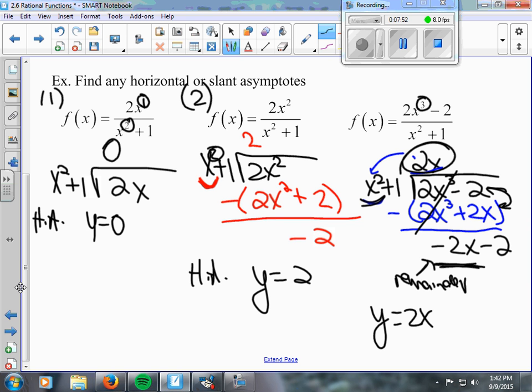And so now I have y equals 2x. This is no longer a horizontal asymptote because I got an x. That's a line that's slanted. This is a slant asymptote, y equals 2x. And that's all there is to horizontal and slant asymptotes. You just simply do long division.